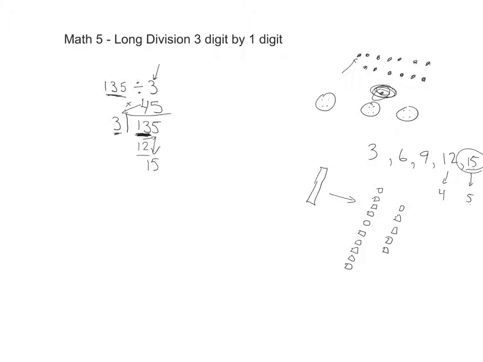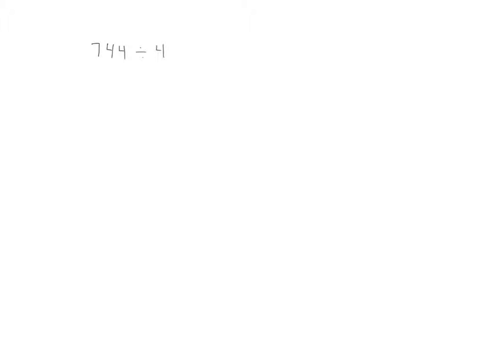Now here's the cool thing. Do your multiplication again. 5 times 3 gives us 15. 15 minus 15, we have none left over. So we are all finished. We've used all our numbers, and you can see if you have 135, you divide it by 3, you're left with 45. Let's flip to the next page.